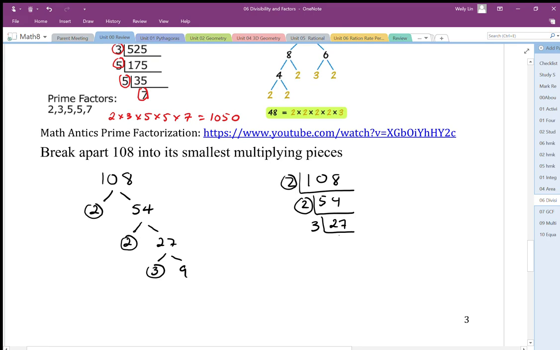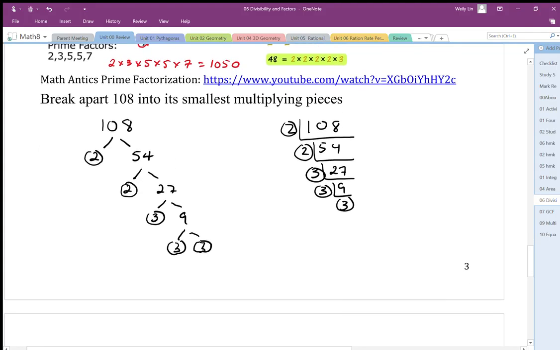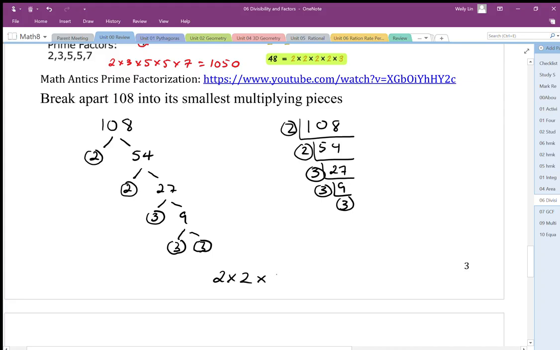And we're left with 9. There's another prime factor, and then we're left with 3 here. So when we break this down, we end up with 3's as our last. And we can express this multiplication now in terms of the smallest multiplication pieces, and we can put them all back together by multiplying them all back together. And that will give us the original number that we started off with, which is 108.